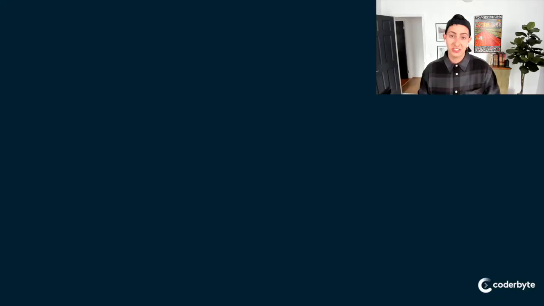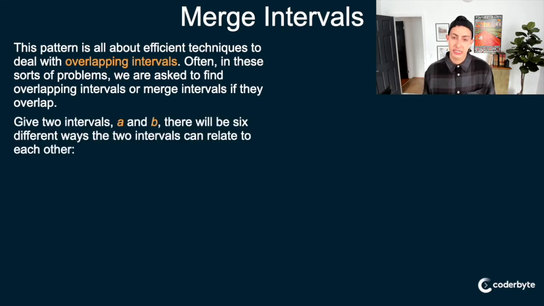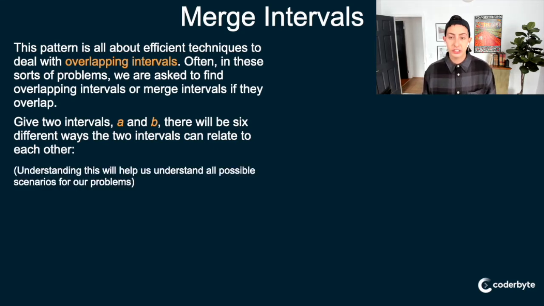Okay, so what are merge intervals and how are we going to recognize them in the wild? This pattern is all about efficient techniques to deal with overlapping intervals. Often in these sorts of problems, we're asked to find overlapping intervals or to merge intervals if they overlap. Given two intervals, A and B, there will be 6 different ways the two intervals can relate to each other. Understanding this will help us understand all the possible scenarios for our problems.